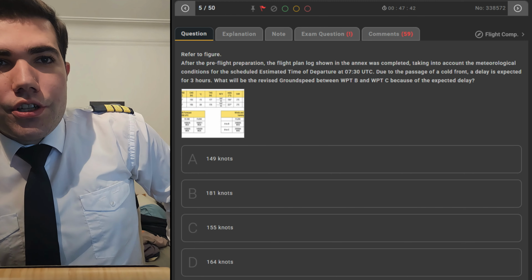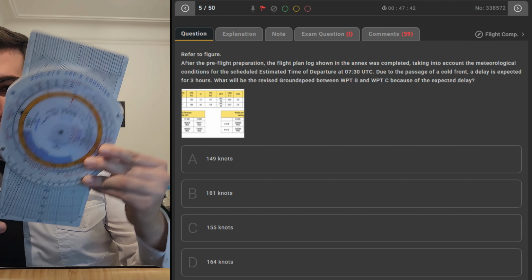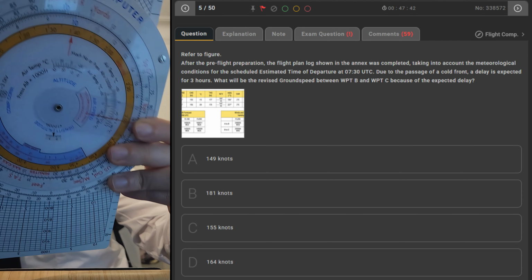Alright guys, for this question we will use the flight computer CRP-5. This is what I use from Pooleys. So the question says, after the pre-flight preparation, the flight plan log shown in the annex was completed. Taking into account the meteorological conditions for the scheduled estimated time of departure at 0730 UTC, due to passage of a cold front, a delay of 3 hours is expected. What will be the revised ground speed between waypoint Bravo and waypoint Charlie because of the expected delay?